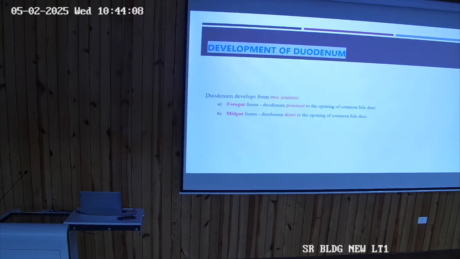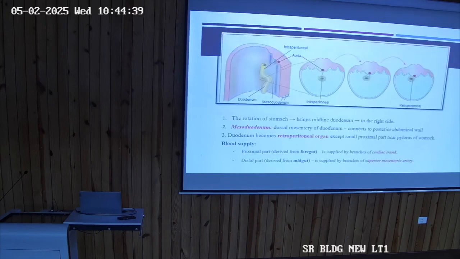So it is going to have blood supply from both foregut and midgut. So what will be the blood supply here? It is going to get blood supply from the celiac trunk and from the superior mesenteric artery. Initially, it is covered by the mesoduodenum posteriorly, which connects it to the posterior abdominal wall, and with time this mesoduodenum vanishes so that the duodenum becomes retroperitoneal except at the upper part. Now this diagram shows shifting of the duodenum towards the right side, forming a C-shaped loop on the right side.